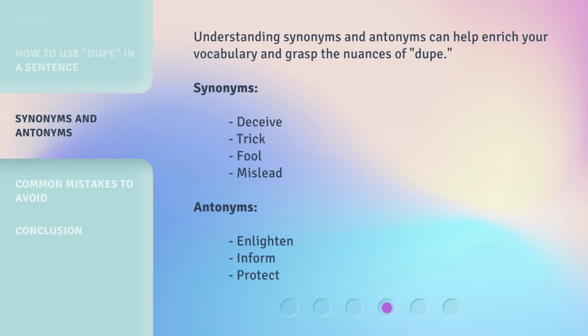Understanding synonyms and antonyms can help enrich your vocabulary and grasp the nuances of dupe. Synonyms: deceive, trick, fool, mislead. Antonyms: enlighten, inform, protect.